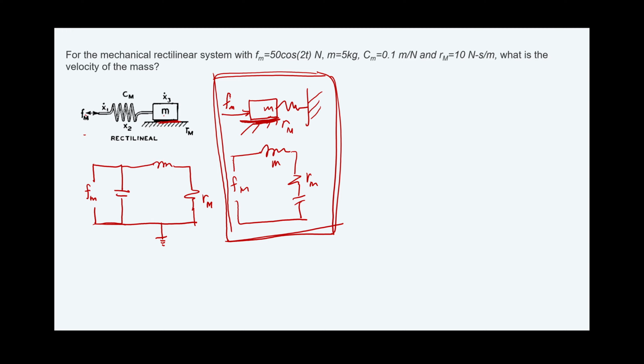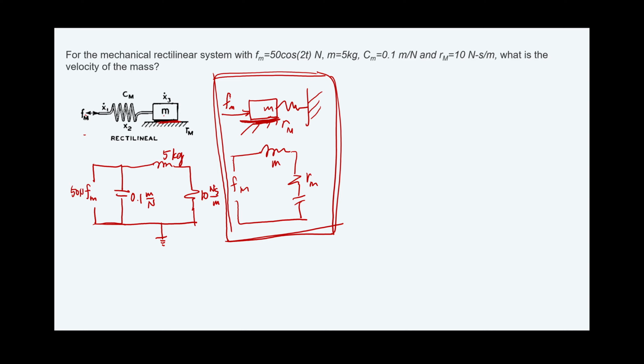Okay, going back to the problem. So we have CM, and this is 0.1, and then the mass here is 5 kg. But just remember the unit, so you will not be confused. So maybe we can write the unit, to be safe: 10 newton second per meter, and then 0.1 meter per newton. And you have the FM there, that the FM is 50 newton.